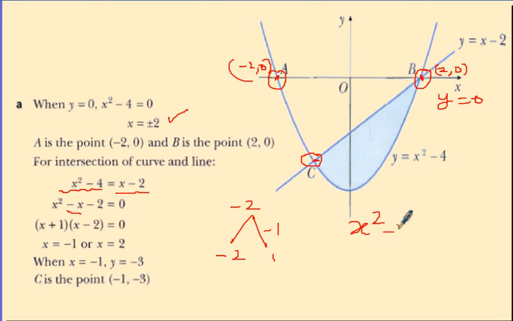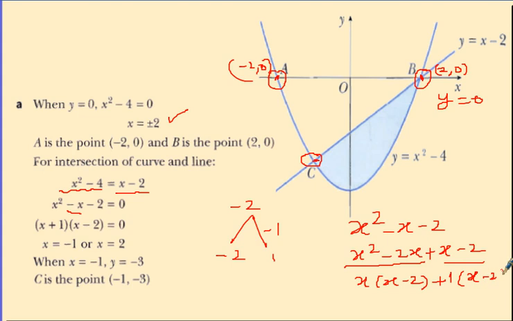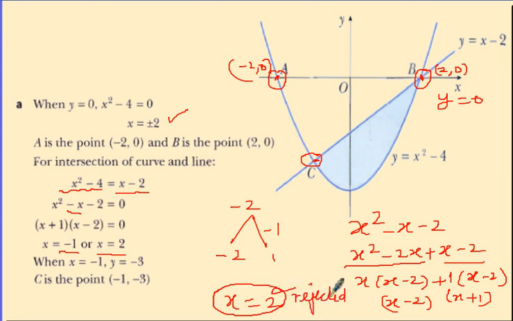So x square minus x minus 2 we write as x square minus 2x plus x minus 2. This is simple factorization. You can take x common, so x minus 2, and in the other part 1 is common, x minus 2. So x minus 2 in one bracket and x plus 1 in the other bracket. You equate these brackets, so you got x is equal to minus 1 and x is equal to 2. Since this point is lying in the third quadrant, x is negative, so x is equal to 2 is discarded or rejected. So C is minus 1 comma minus 3, because we substituted minus 1 and got the value of y.